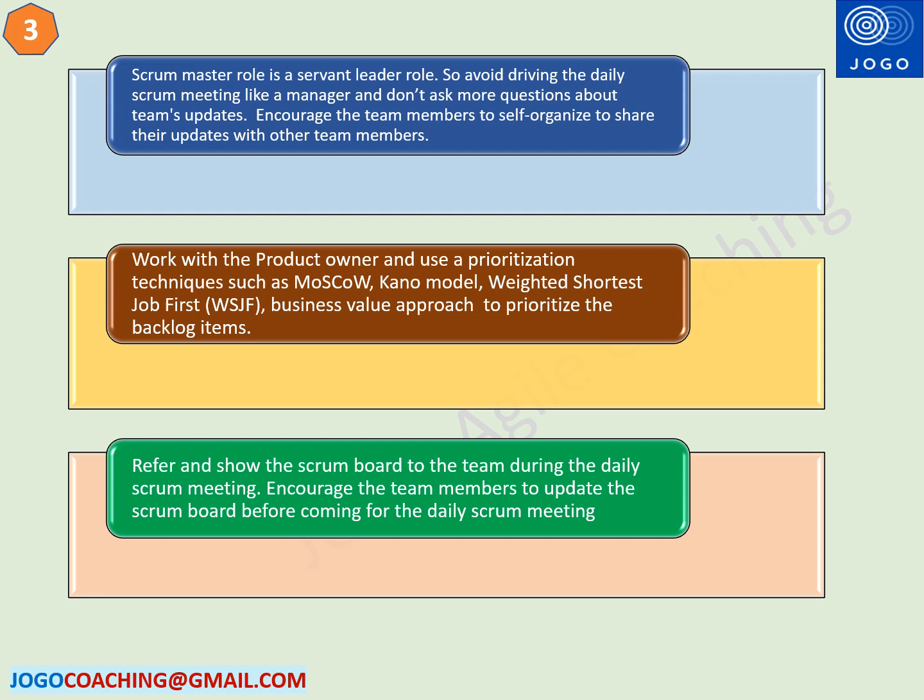The next best practice is related to Scrum board usage. Refer and show the Scrum board to the team during the daily Scrum meeting. Encourage the team members to update the Scrum board before coming for the daily Scrum meeting. This will help the team to understand the overall sprint goal progress and help them to take the necessary actions to meet the sprint goal.